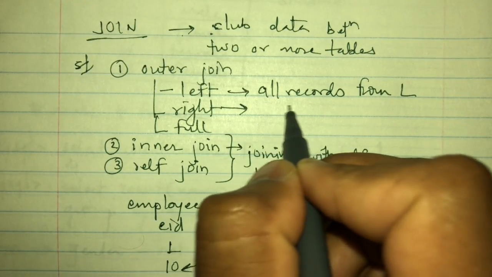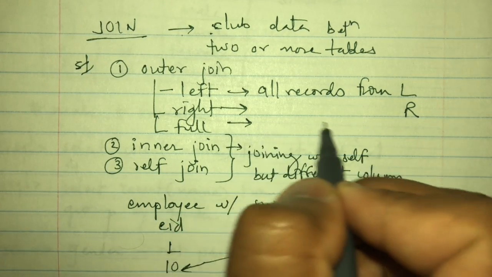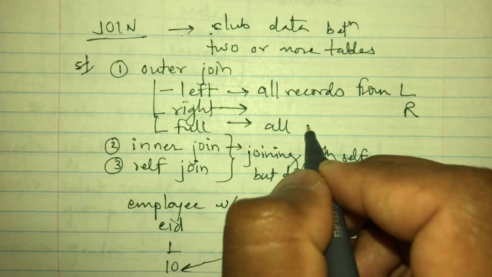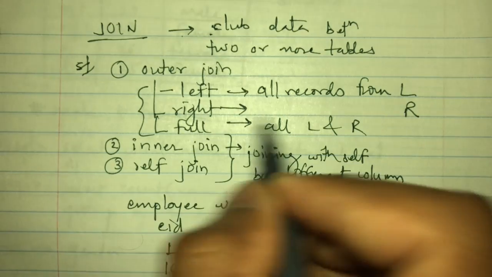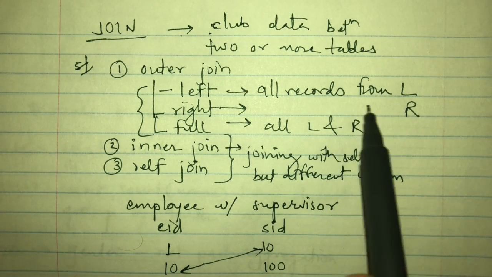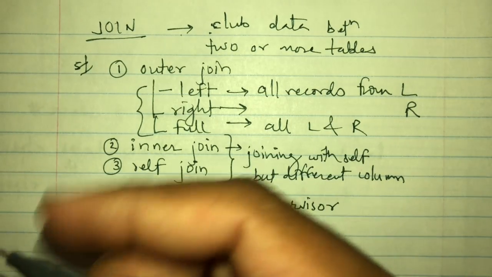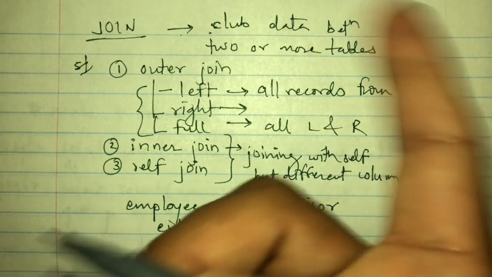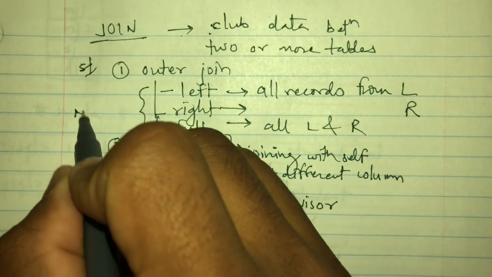Same goes for right, it will select all the records from the right table. And full means it will not skip any record from both left and right, so it will be all records from both left and right. So the question is, if it won't miss any record from left or right, then what if there is no record which matches or which helps with the join condition? Then those records will be null.